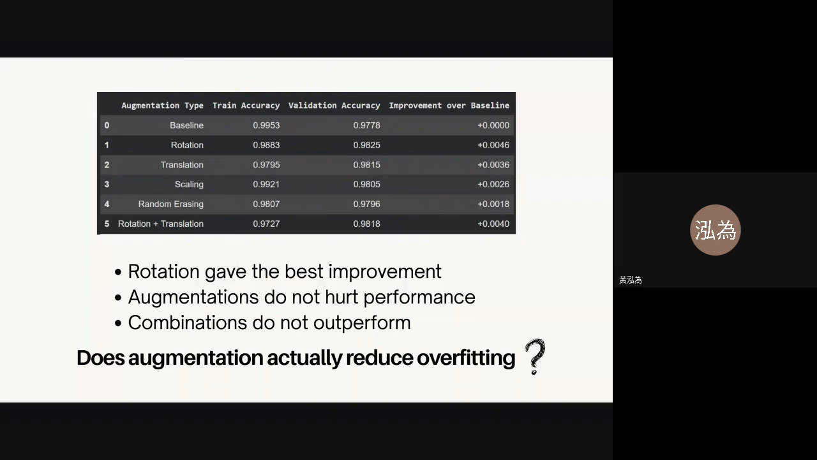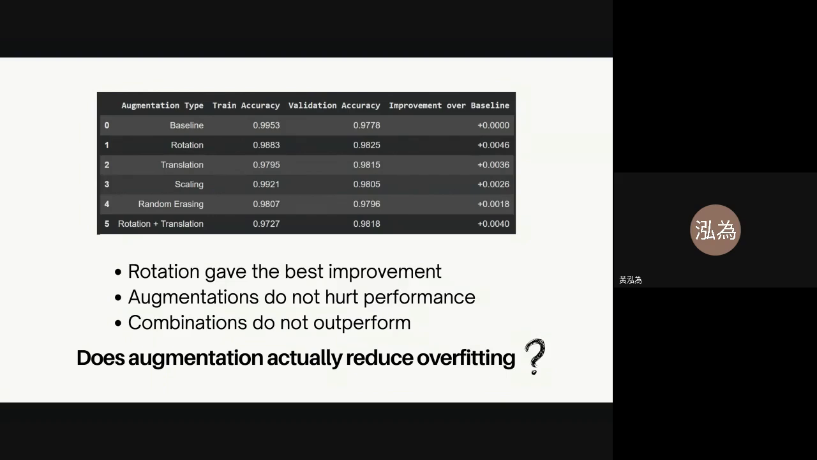Because handwritten digits naturally vary in their tilts. Secondly, did any augmentation hurt performance? In our experiment, no. Every single method we tested yielded a positive gain over the baseline, with random erasing bringing the smallest, yet still positive.